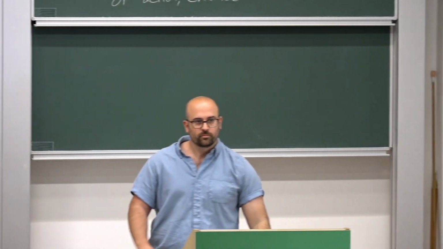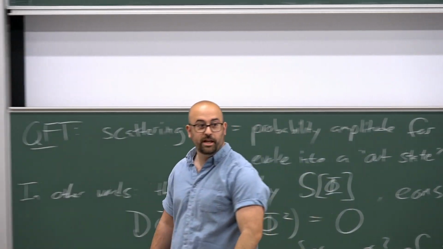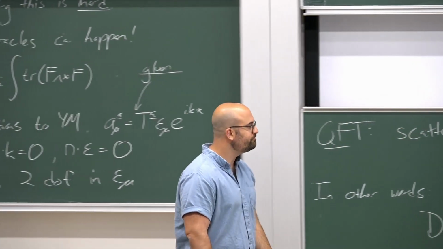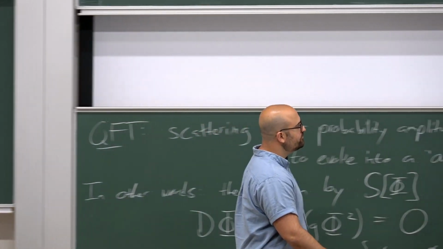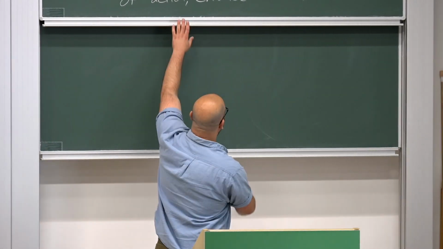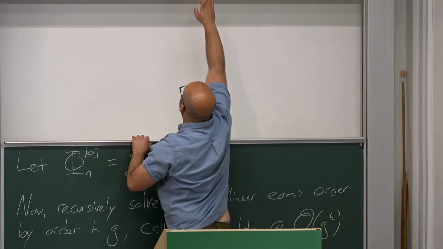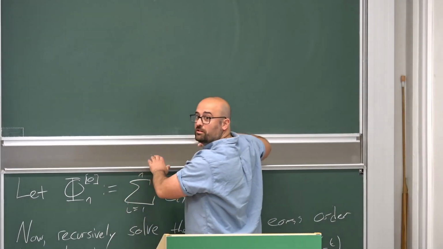Boundary conditions for which the first two identities fail? Yes. AdS is a good example. So here I always have in mind an actual scattering problem that's asymptotically flat. Okay, so, all right, let's do this.